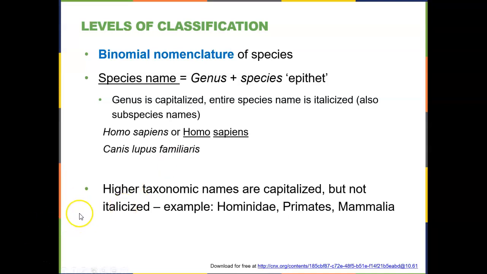Of course, there are all the names that come before the genus and the species. Those names are capitalized, but not italicized. Here are some examples of different types of taxa above. We see that Hominidae is a family, Primates is an order, and Mammalia is a class. Those are just some examples. At this point, you don't need to know what Hominidae is, but you do need to know the order of class, order, family, genus, and species.